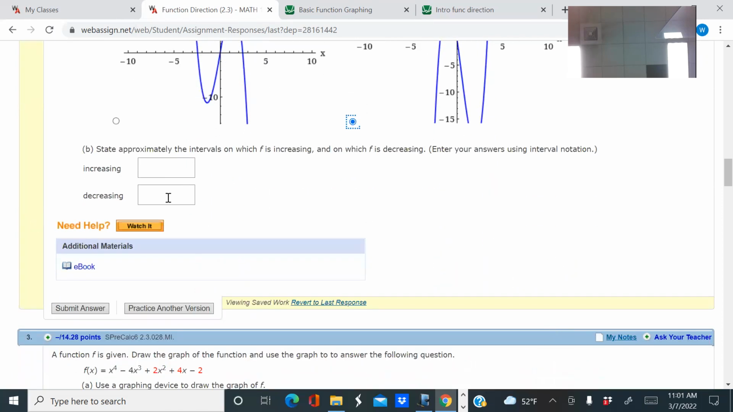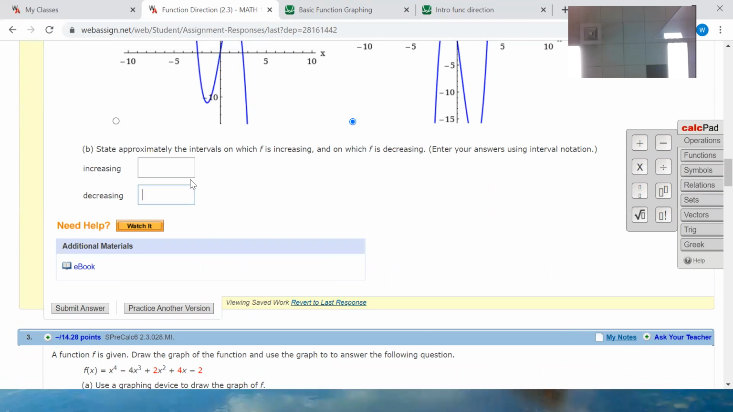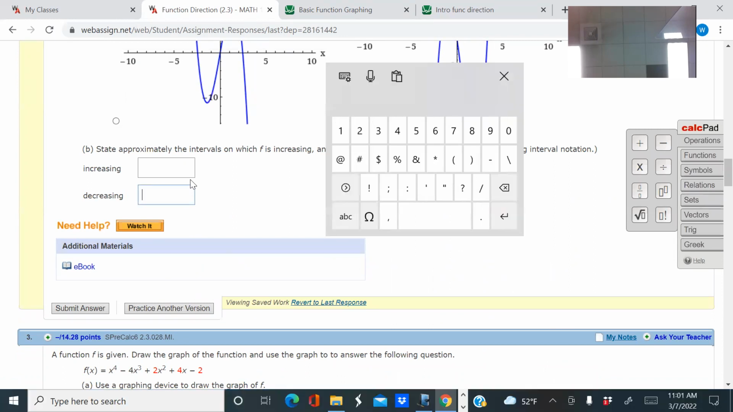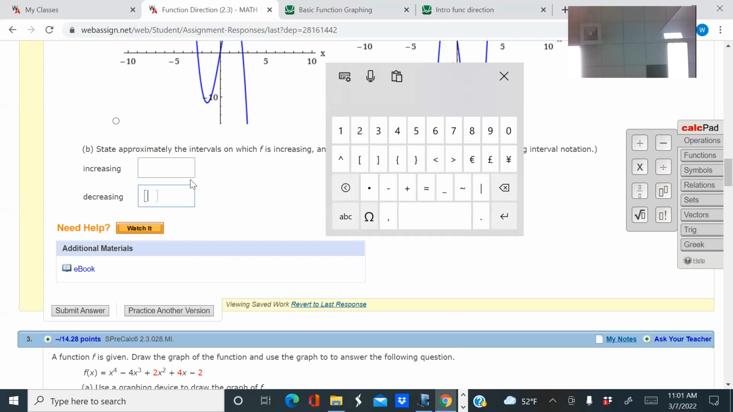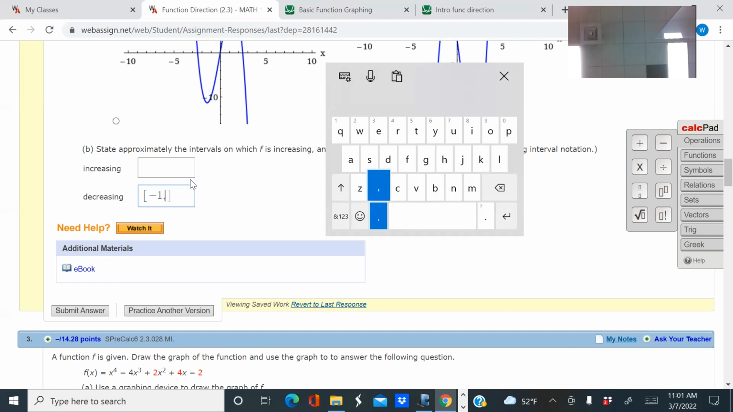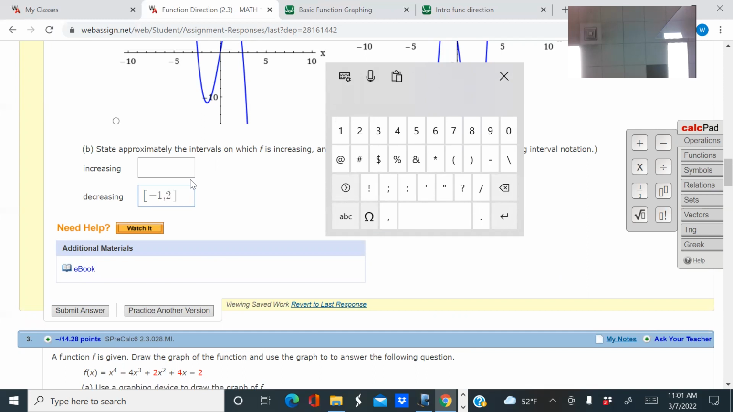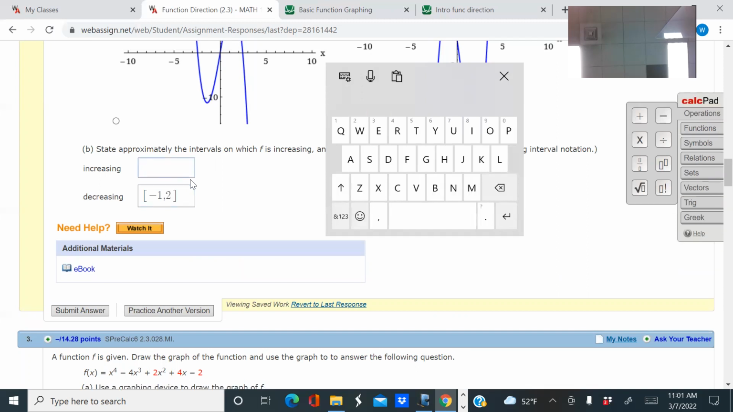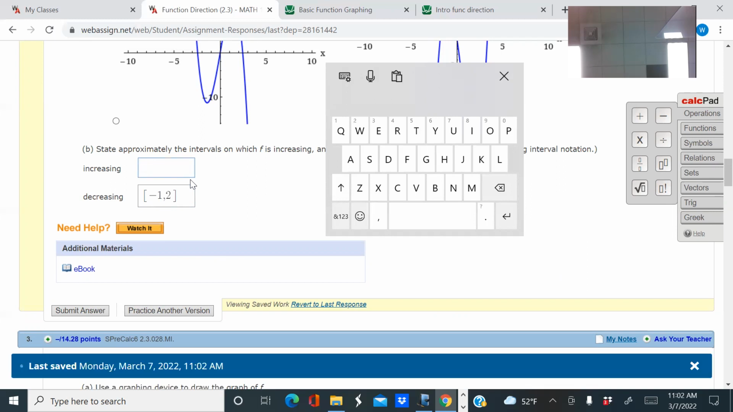Where was it decreasing? See if I can type this in. So -1 to 2, right? And I'm looking for, am I going to find them? So let's try the square brackets and see if it will take them. So -1 to, where's the comma here? -1 to 2. And then what about increasing? Negative infinity to -1. And then combined with the other piece, which was what? 2 to infinity? So you've got 2 intervals there.